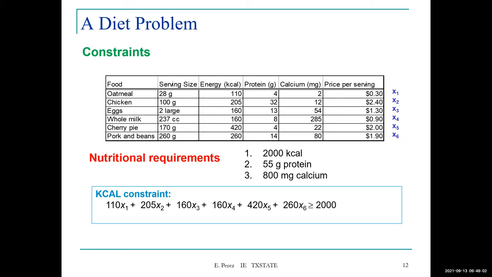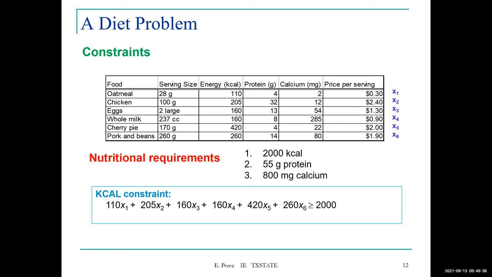You want to have at least 2000 kilocalories. You don't want to go under that, right? So that's why you're making this constraint greater or equal. If you reach the 2000, this constraint is going to be met. If you go above that, it's still met, but you will see that if you go above 2000, it's going to cost you more. So the problem is going to force the solution to stay at that bound, 2000 calories.